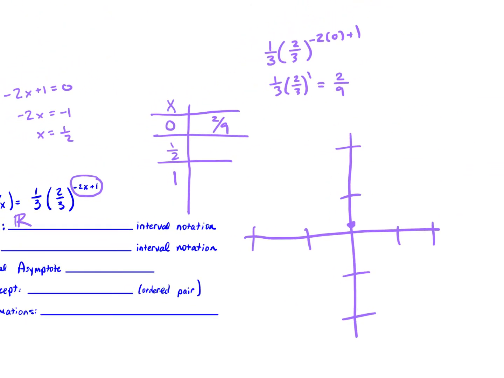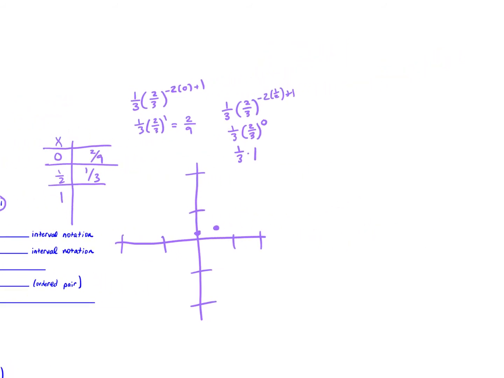All right, so next I'm going to plug in 1/2. So I have 1/3 times 2/3 to the power of -2 times 1/2 plus 1. -2 times 1/2 is -1, and -1 plus 1 is 0. So this is 1/3 times 2/3 to the power of 0. What's 2/3 to the power of 0? 1. So this is 1/3 times 1, which is just 1/3. So I'm going to go to the right 1/2 and up 1/3. It's about there.